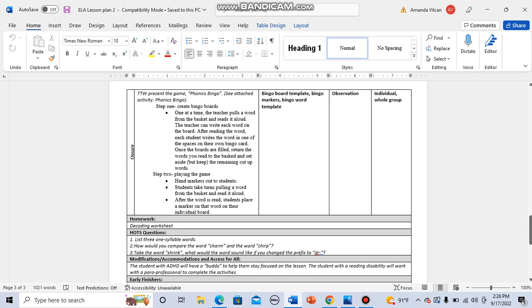You need a bingo board template, bingo markers, and a bingo word template. This is observation, and the student does it individually, but we're all going to do it together.